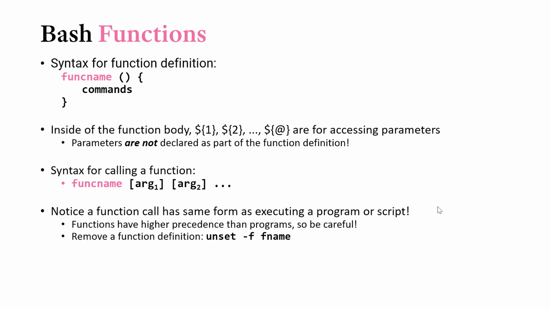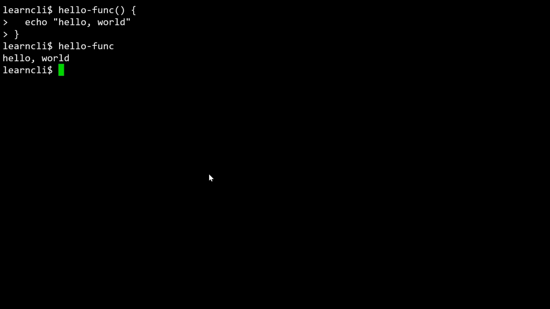And so this has the same form as executing a program or script, and you need to be careful because if you accidentally write a function whose name is the same as some other command you wanted to run, you might overwrite it. So we could try that, for example, if I made a function named rm and echoed, and I ran rm foo, notice that we don't get the, we're not actually running the rm program.